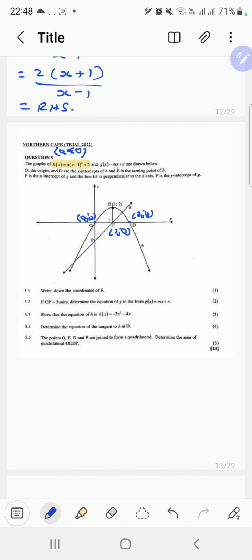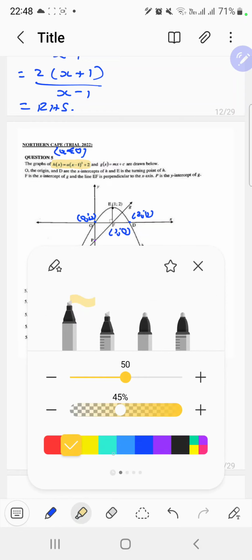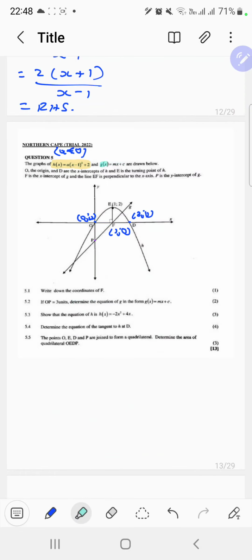And then we're told here we have g of x equals mx plus c. This g of x, unfortunately, we don't have enough information at this point to say a lot. But we know that its x-intercept is F. That's all we know so far. And then we know that O, the origin, and D are the x-intercepts of H, already telling us, and E is the turning point of H. We've already established that E of ours there. We already saw it.